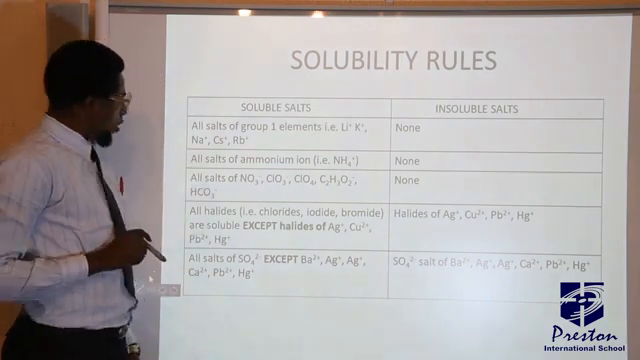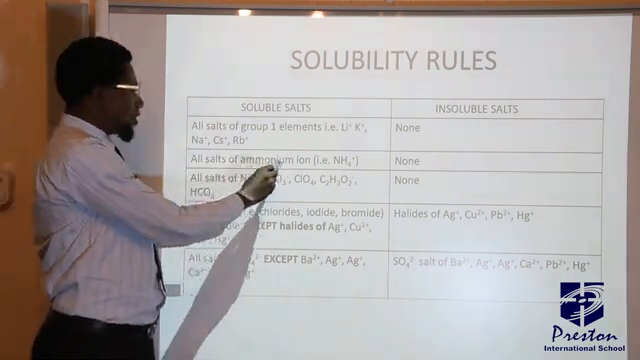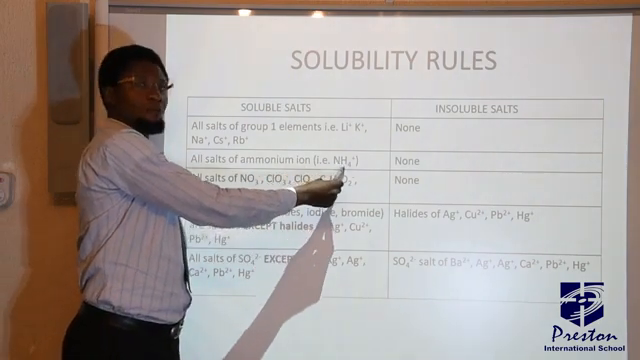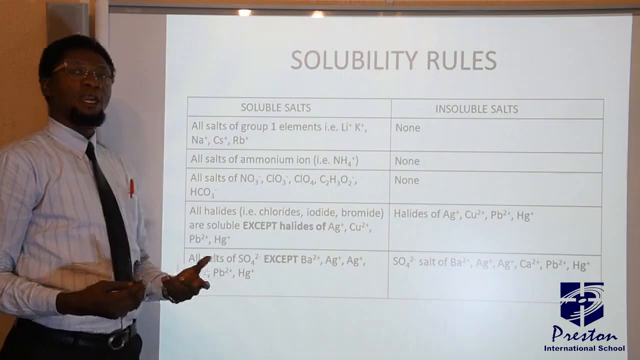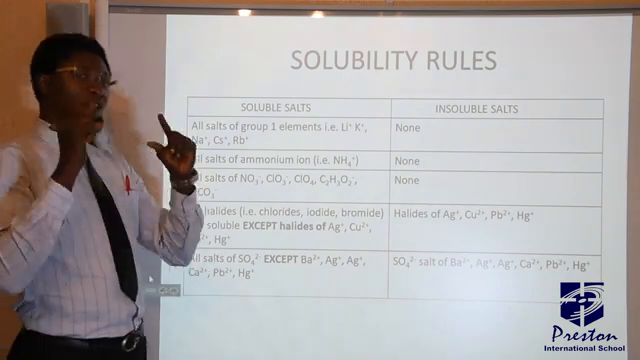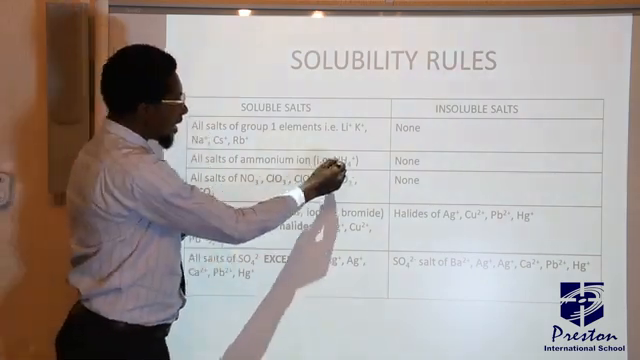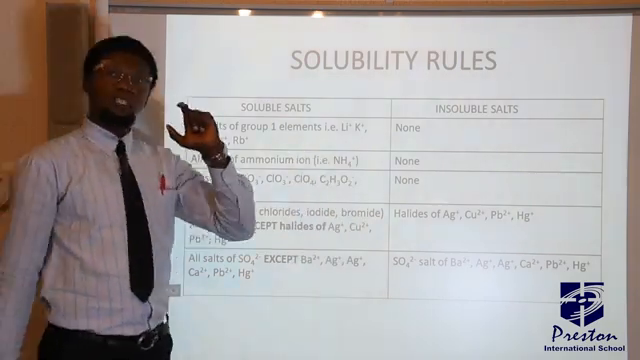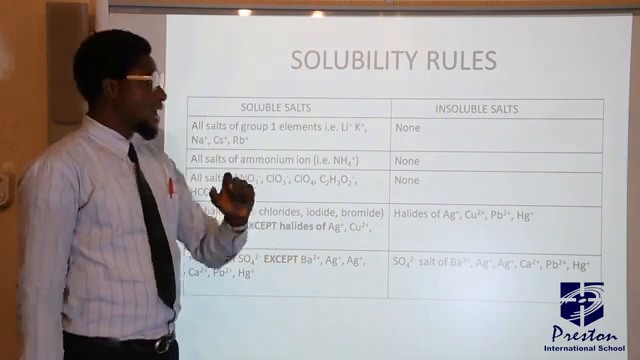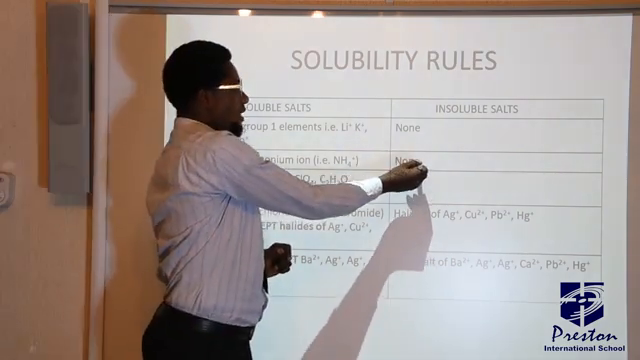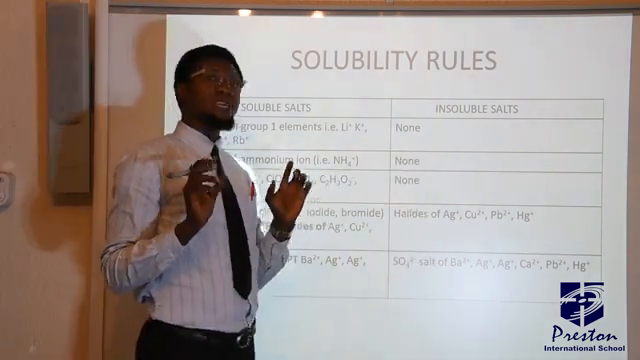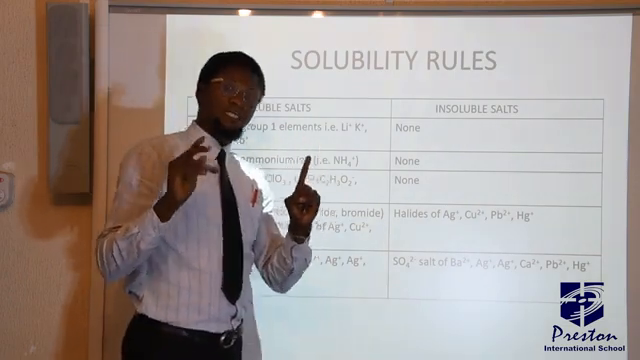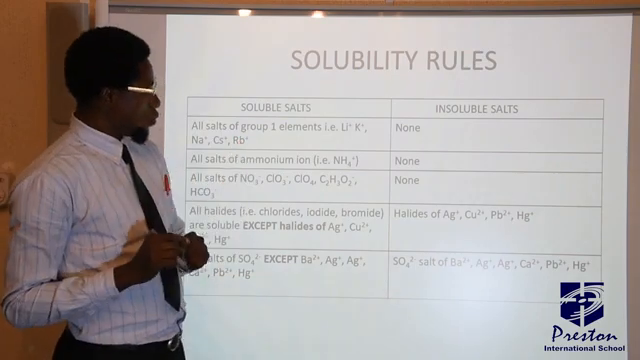Let's look at the second one. All salts of ammonium ions, this is the chemical formula of ammonium ion, are soluble in water. That is, whenever you have a salt containing NH4+, that's ammonium ion, such salt is said to be soluble in water. And when you look at the insoluble part of this, none is written there. That is, there is no salt containing ammonium ion that is said to be insoluble in water.